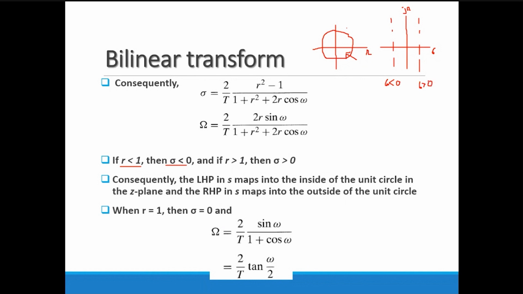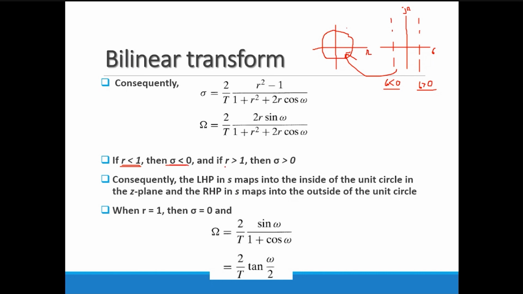So here we can say that when you are in the left half plane of the S plane, all the values are mapped inside the unit circle. And when you are in the right half plane, all these values are mapped outside the unit circle. So it is mentioned: consequently, the left half plane in the S plane maps into the inside of the unit circle in the Z plane, and the right half plane in the S plane maps into the outside of the unit circle.